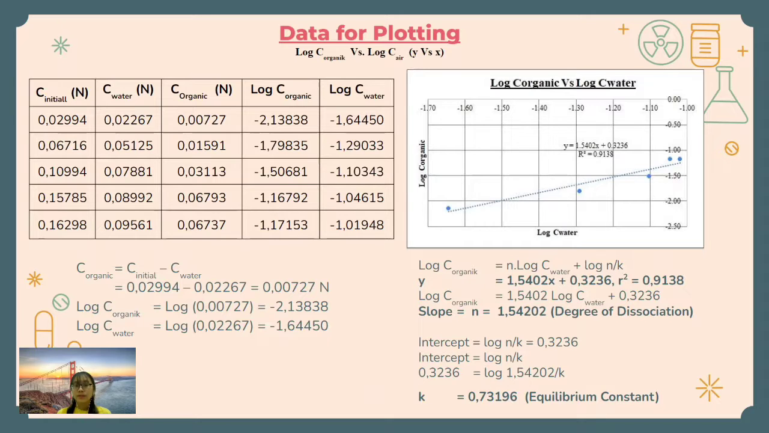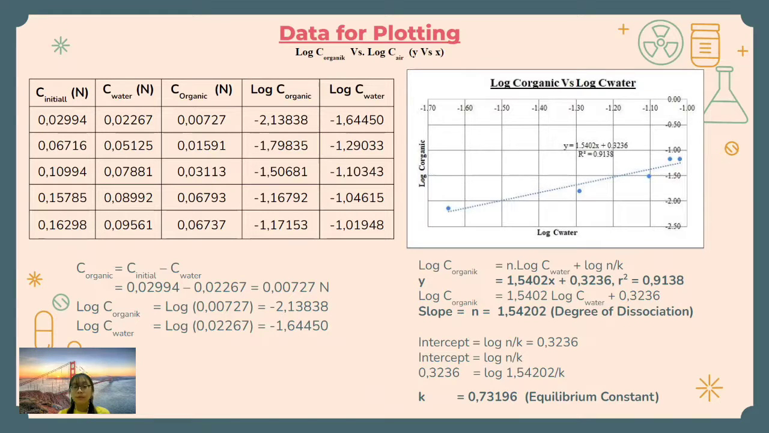In addition, the water concentration has the same value as the concentration of acetic acid after extraction, because the amount of water is described through the amount of acetic acid dissociated with water. Then both data are converted to logarithms and plotted, with the y-axis as the logarithm of organic concentration and the x-axis as the logarithm of water concentration. From the plot, the regression equation is y = 1.54x + 0.32 with an R squared of 0.9138.